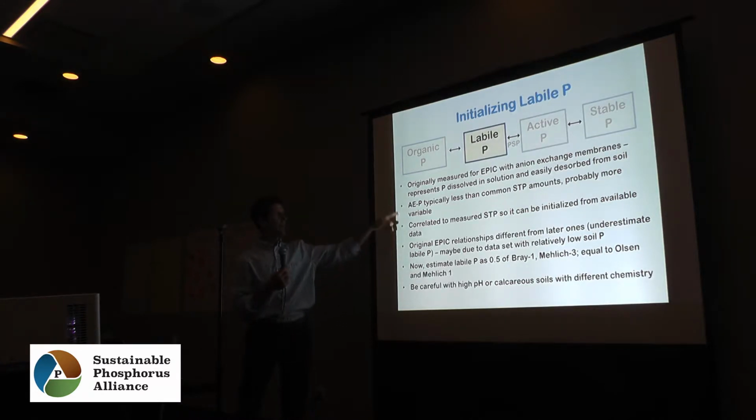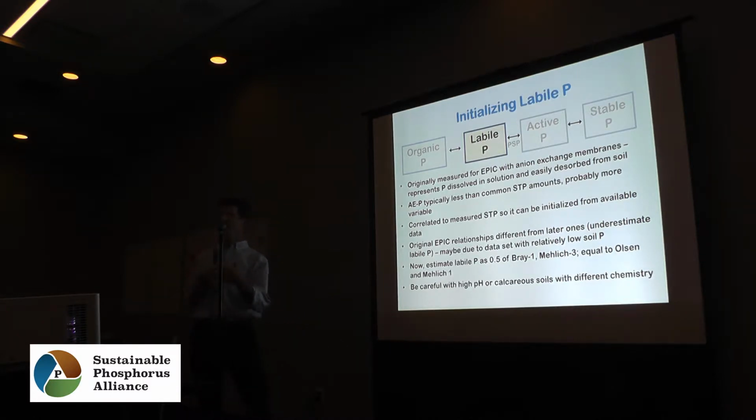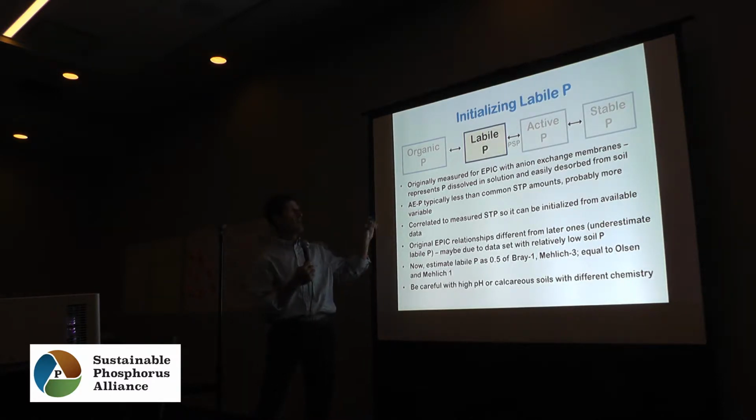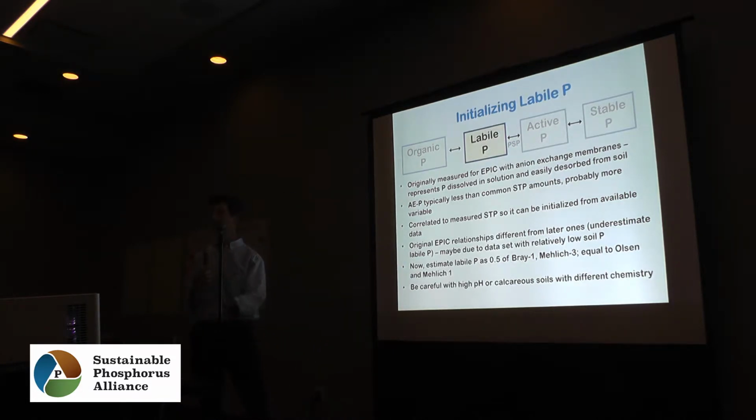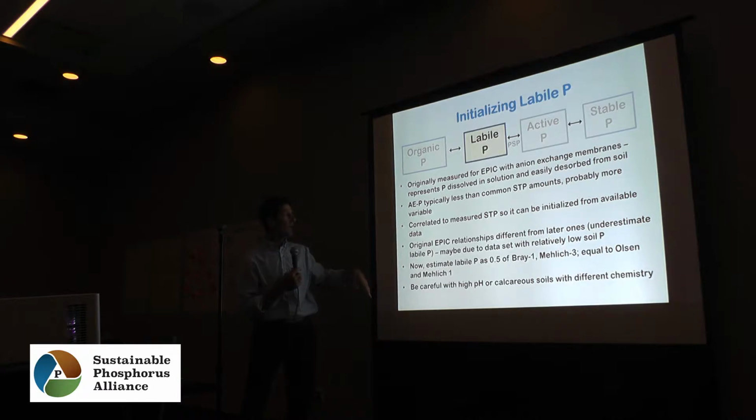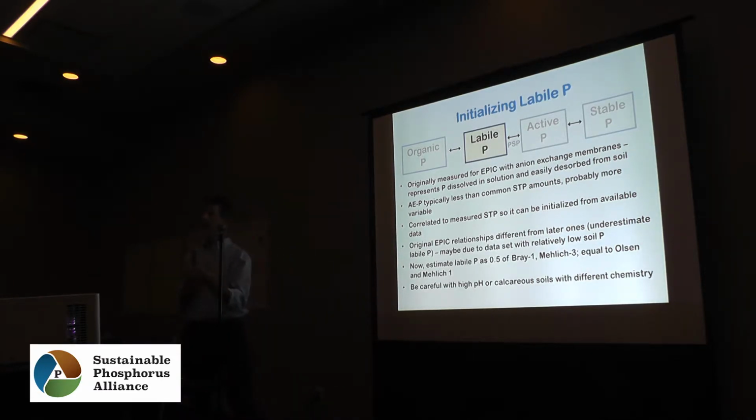We correlate that to our soil tests so that we can say, if we want to say labile P is that anion exchange, well, I correlate that to soil test P, and I can use my soil test P number to initialize my labile P in the model. So Andrew did all that, and so the original relationships they came up with are somewhat different. It's the same concept, but the correlations are a little bit different. That may have been due to a function of the soils they used and the phosphorus concentration at the time that was in there.